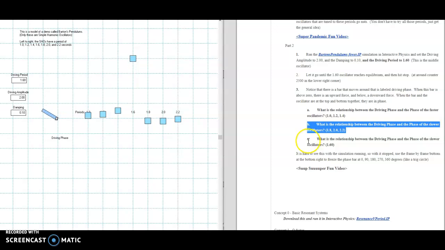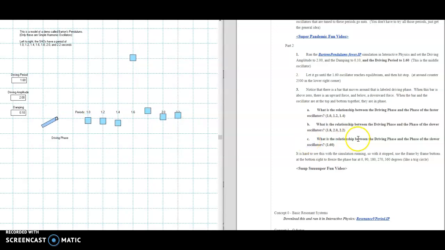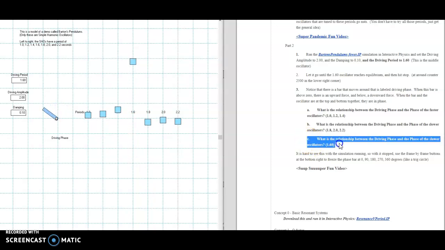Now, let's answer the question, right? What's the relationship between the driving phase and the phase of the slower oscillators? This should say, that's a typo. That shouldn't say slower, that should say the resonant oscillator, okay? So what is the relationship between the driving phase and the phase of the resonant oscillator? Well, this is a little bit tricky.